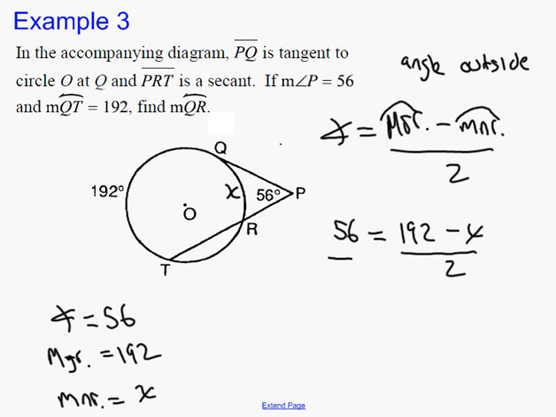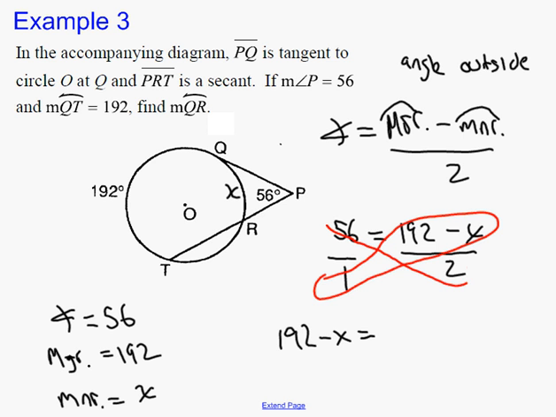If you recall, I can put the 56 over the 1. I have a fraction equal to another fraction. I can cross multiply to solve for x. So let's briefly go over that. So it's going to be 192 minus x times 1. Anything times 1 is itself. So that's 192 minus x equals, and then we got 56 times 2. What's 56 times 2? That's 112. Now you solve for x.